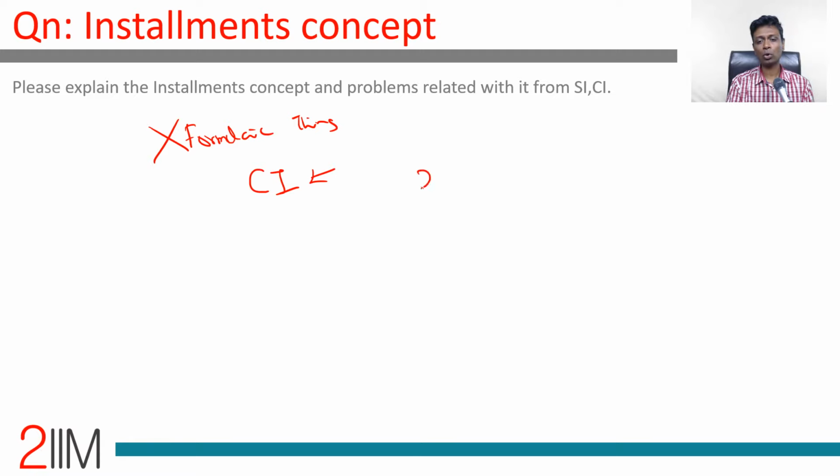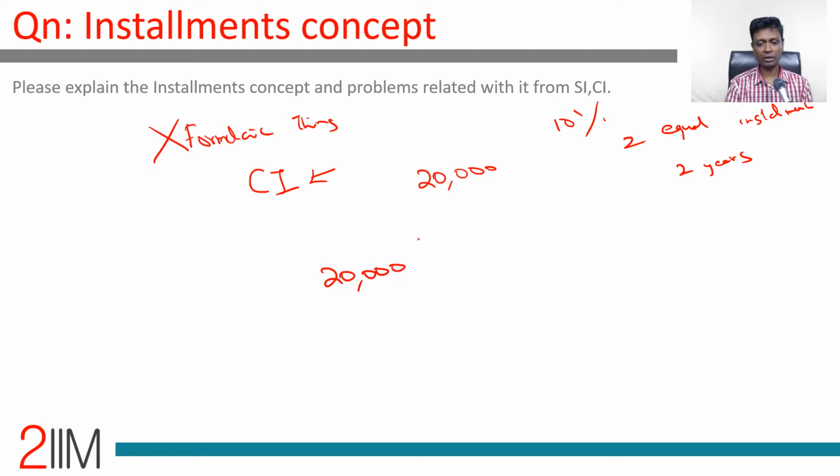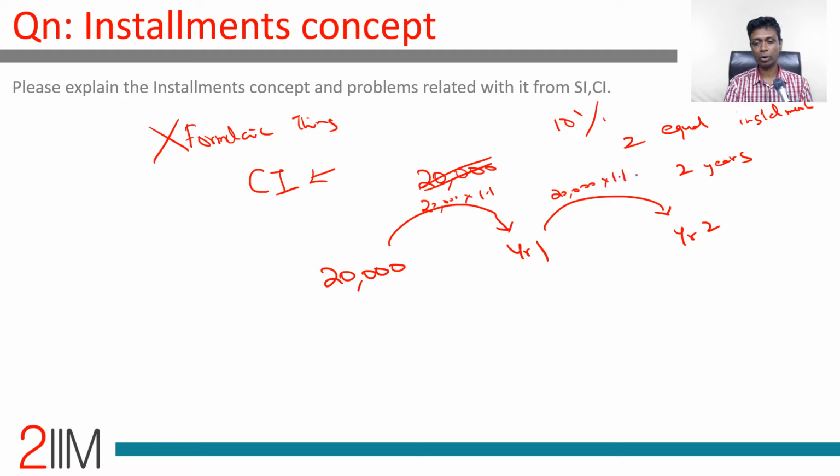Suppose I borrow 20,000 with a rate of interest of 10%, and I pay in 2 equal installments over 2 years. Imagine this 20,000 becoming something at the end of year 1 and something at the end of year 2. If you are not paying any installment, and pay at the end of the second year, then this becomes 20,000 into 1.1, 10% interest, and then 20,000 into 1.1 into 1.1, 1.1 whole square.